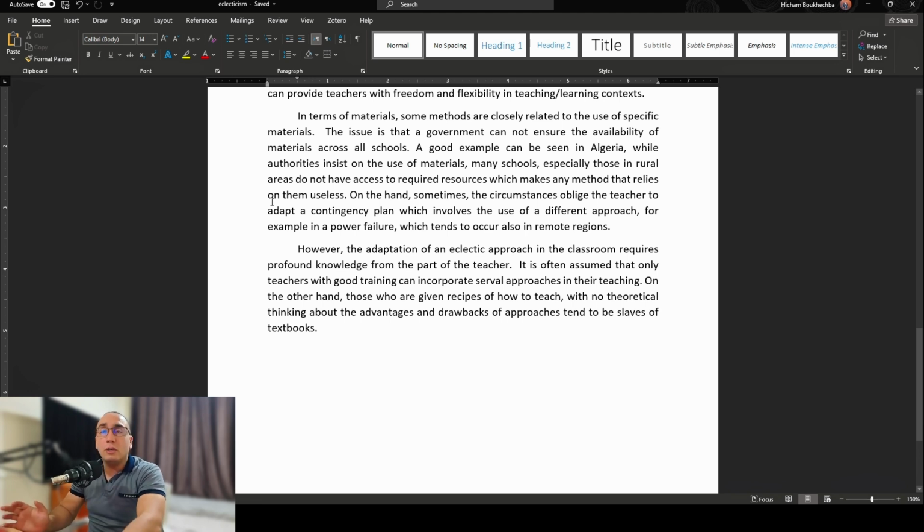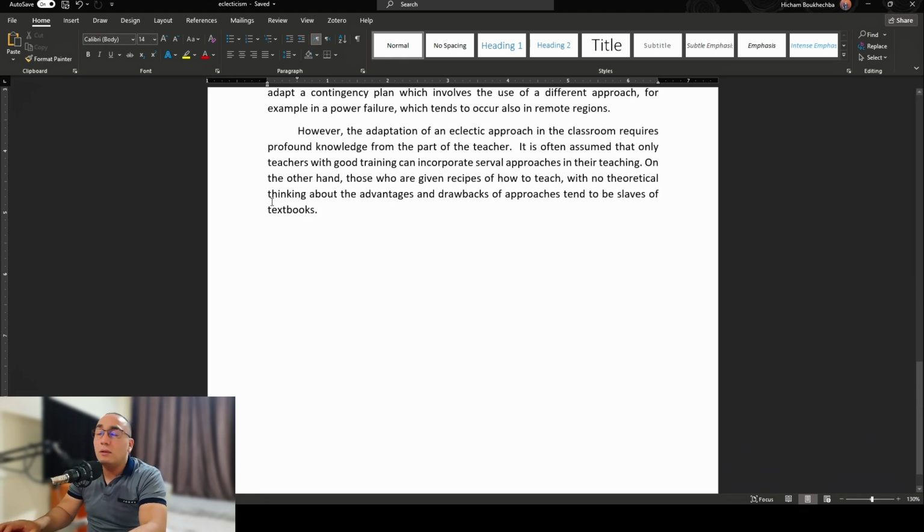And this is true. So many times they say use communicative approaches, use video projectors, or use these kinds of pictures, I forgot the word. But the problem is you don't find any, maybe even electricity sometimes. So how can you do that? On the other hand, sometimes the circumstances oblige the teacher to adopt a contingency plan, which involves the use of a different approach. For example, in a power failure, which tends to occur also in remote regions. So let's go to the conclusion.